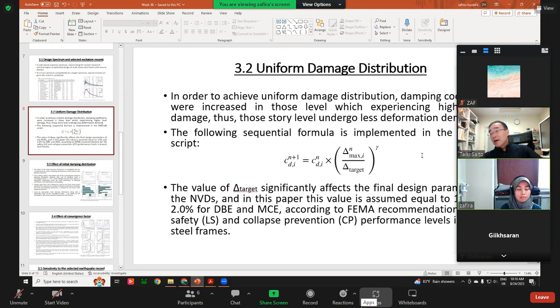In the displacement-based design method, we can also calculate the equivalent damping. Yeah, I think within the displacement design method, maybe we can adjust the damping coefficient using this formula. Could you show me the paper you submitted?